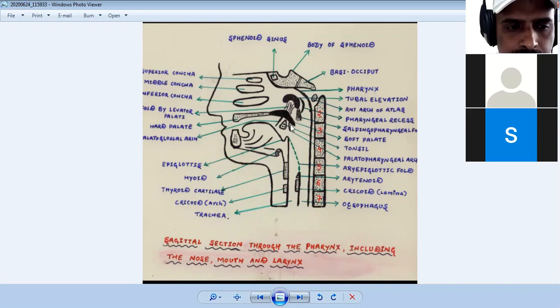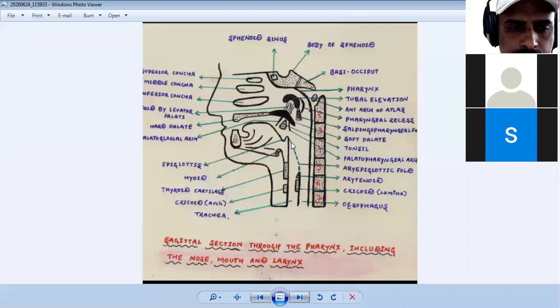In front, it communicates with the oral cavity through the oropharyngeal isthmus. The oropharyngeal isthmus is bounded by the lower border of the soft palate to the upper border of the epiglottis. So you have to remember the oropharyngeal isthmus. Here I am showing you the nasopharyngeal isthmus. Here I am showing you the oropharyngeal isthmus, the anterior boundary.